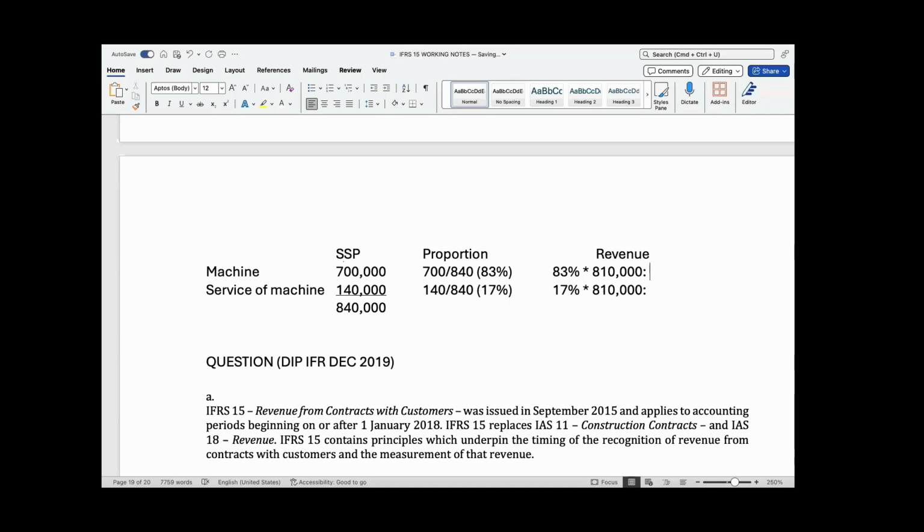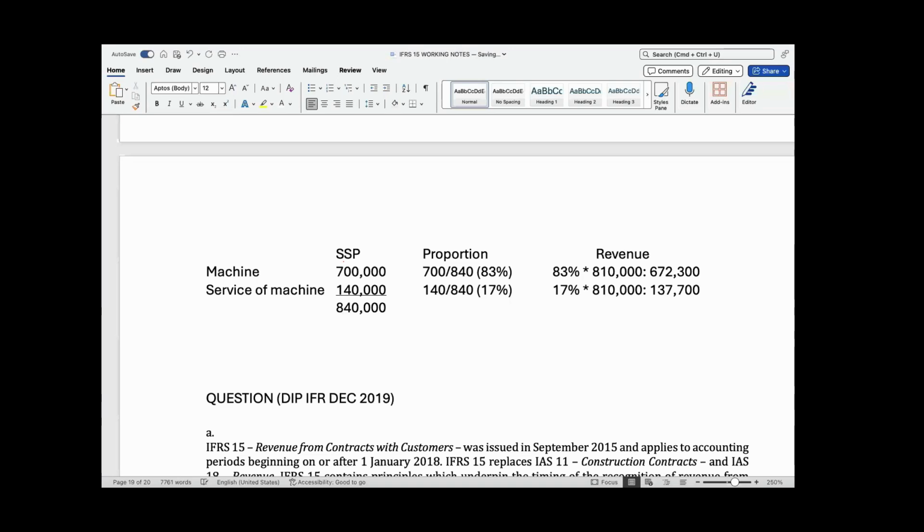672,300. Sorry, no, 672,300. Let's leave it in my hand. What about this one? 137,700. Okay. So the 672,000 revenue for machine will be recognized immediately.